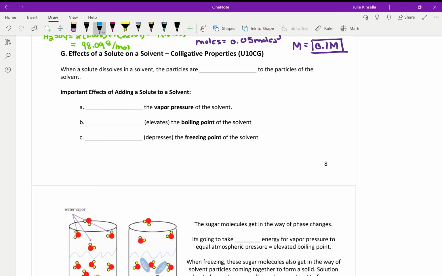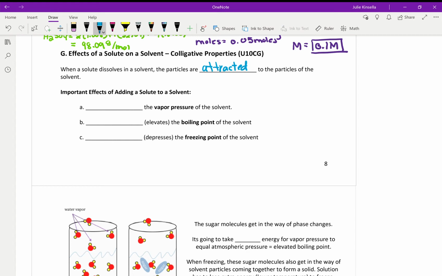All right, this is our last topic in our solutions unit. This is often referred to as colligative properties, but really it's just what effect does that solute have on the properties of a solvent when that solute's been dissolved into it. Because when a solute dissolves into a solvent, the particles are attracted to the particles of the solvent, so that affects the properties of our solvent.